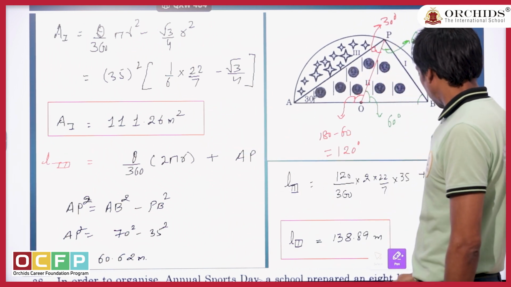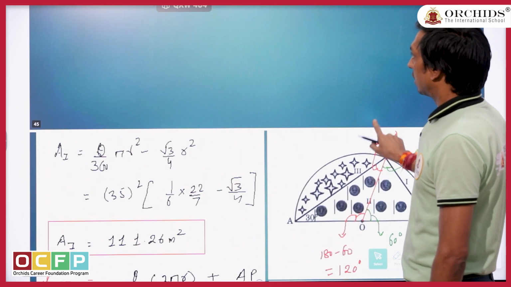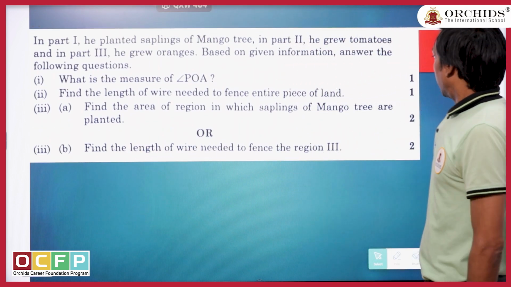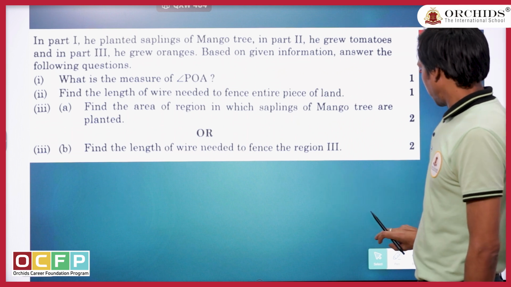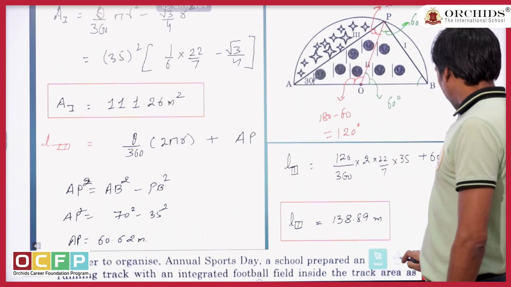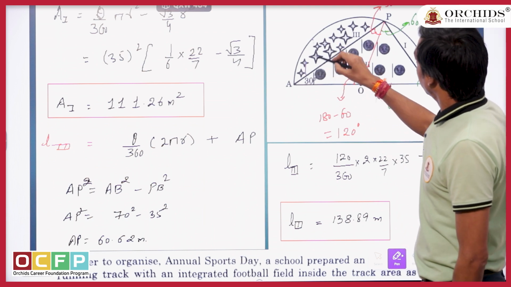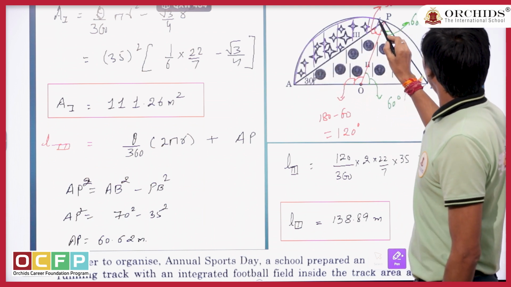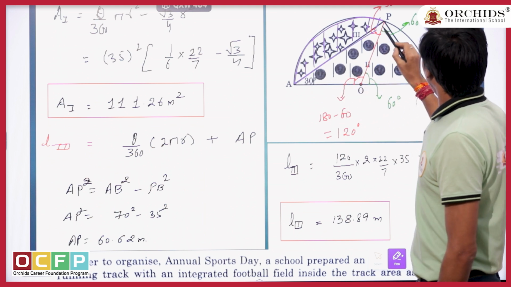Now let's see the last part. In the fourth part, they're asking to find the length of the wire needed to fence region number 3. Region number 3 means we are interested in fencing this region. So in order to fence this region, I need to find the length of this arc plus this side.